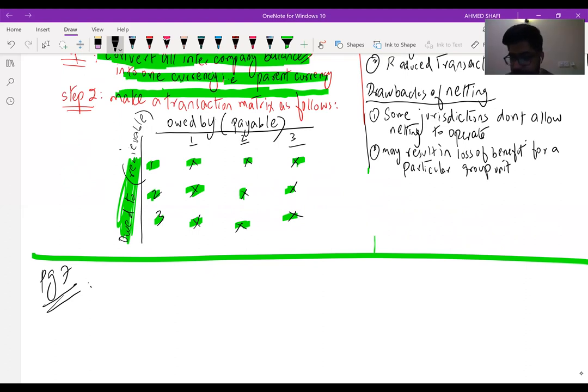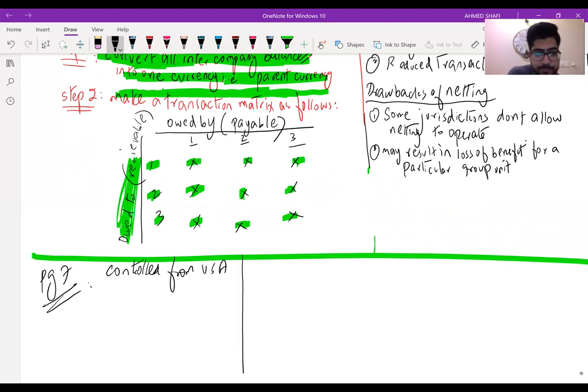I'm starting it. A group of trading companies controlled from USA has subsidiaries in UK, South Africa, and France. So there is a group of trading companies which are controlled from USA. The holding is in USA, with subsidiaries in UK, South Africa, and France. As of 31st December, the intercompany balances were as follows. So as of 31st December, what are the intercompany balances?